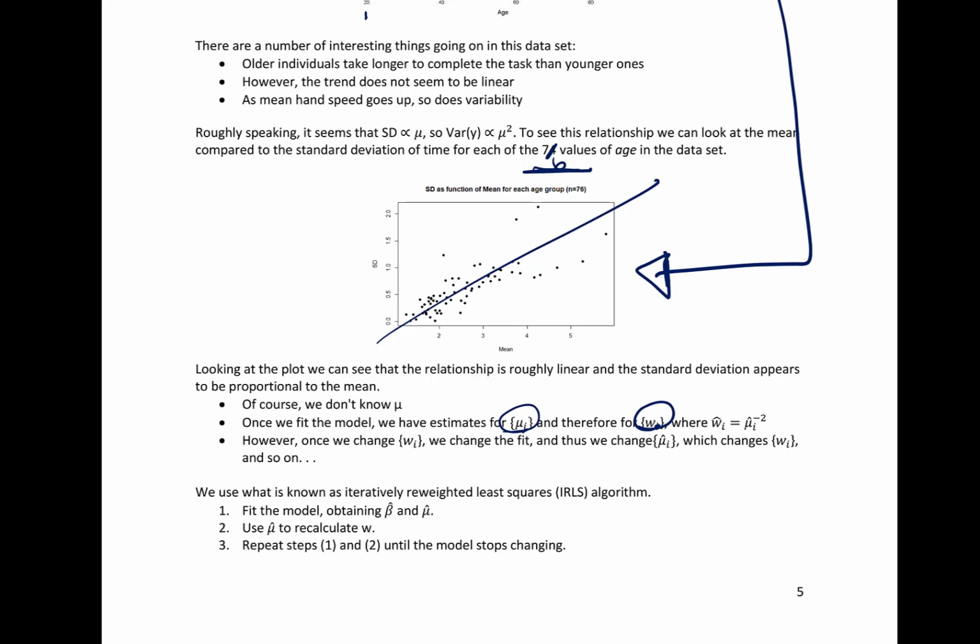And so how this typically works is you fit a model, which will obtain beta hat and mu hat. Use mu hat to recalculate W. Repeat those steps until the model stops changing.